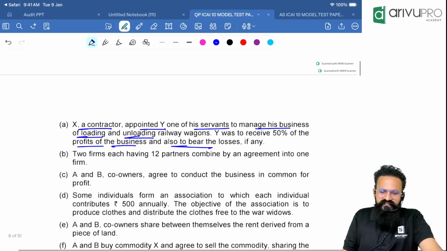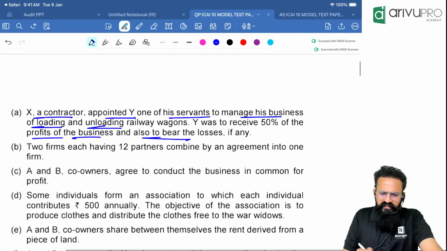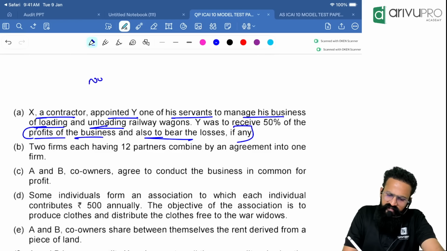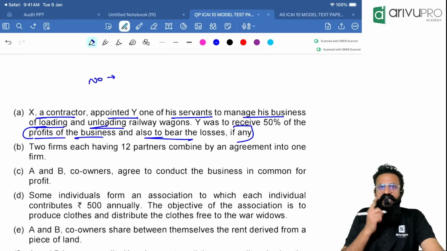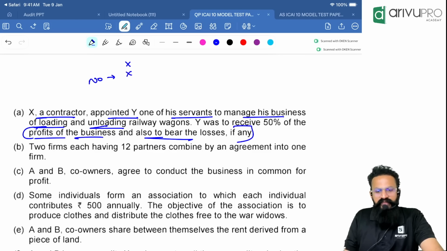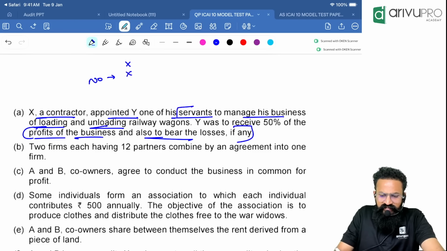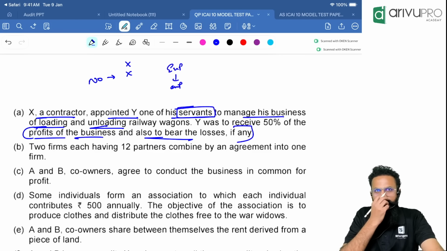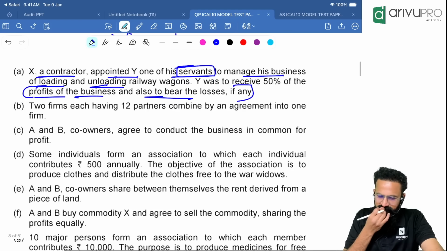So what is the answer? This sharing of profits alone cannot be considered as a partnership firm. So my answer is no. Essential elements of a partnership firm do not exist. There is no agreement. There is no mutual agency, the cardinal principle. They have not agreed on anything. And the main thing, people, is servant. That means they are clearly employer and employee. And hence I will write this is not a partnership. If you ask me, not well drafted.